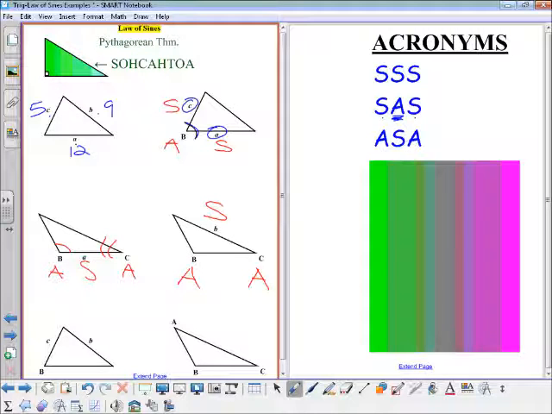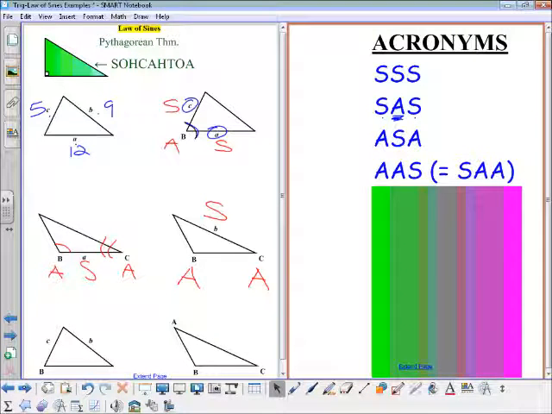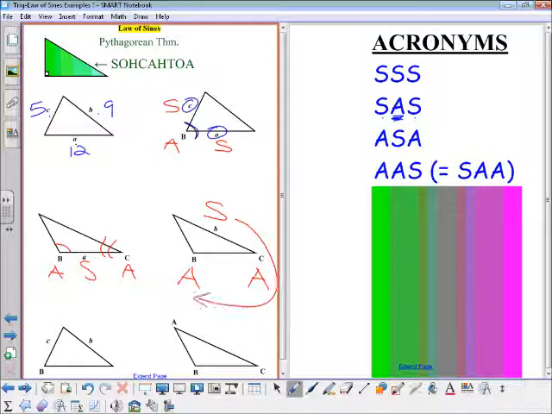So we would call this angle, angle, side. Now, this is the first time where that's also equivalent to side, angle, angle. So it really doesn't matter which order we give it. Think about it. Angle, angle, side is the same as side, angle, angle. Okay, side, angle, angle would just be going clockwise.